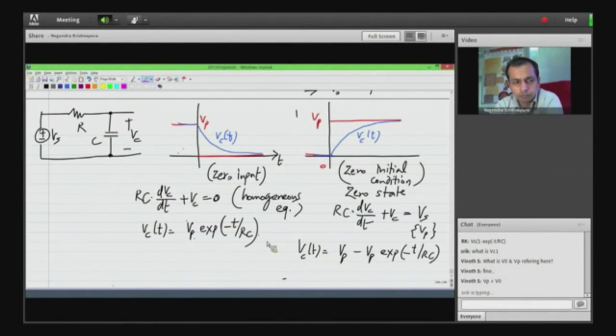Any questions about any of this? RC circuits and differential equations?